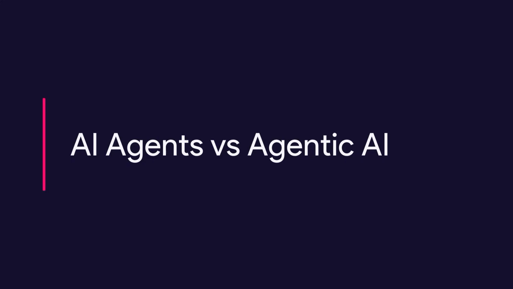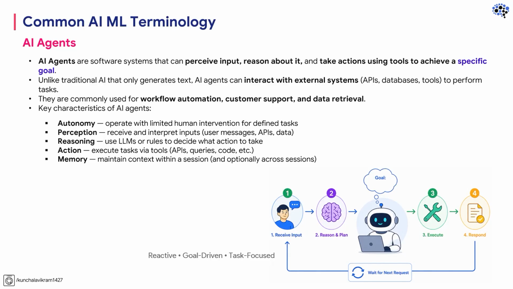Okay, coming to the final slides. Let's talk about AI agents versus agentic AI. AI agents are software systems that perceive input, reason about it and take actions, and they are usually created for a very specific goal. Unlike traditional AI, which only generates text like what LLMs do, AI agents can also interact with external systems, with the power of MCP, right? They are commonly used for workflow automation, where we run the automation again and again to solve a very specific use case, or customer support where you ask a question and it responds, and something like data retrieval as well.